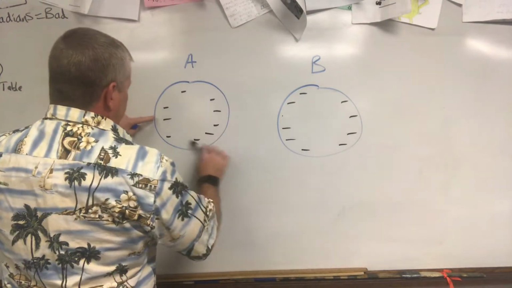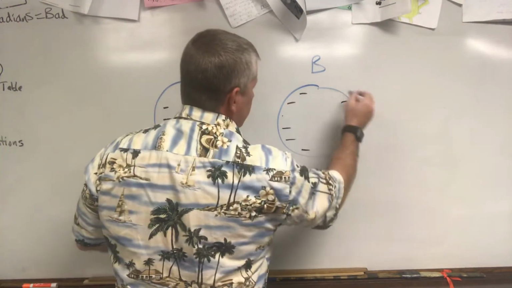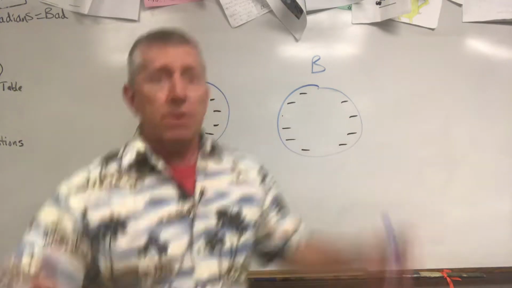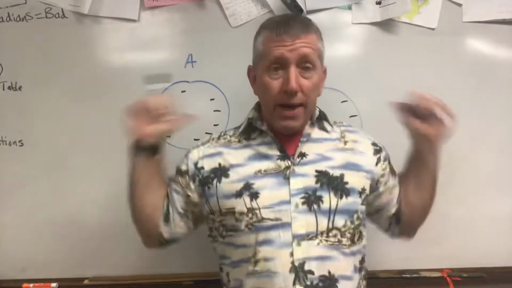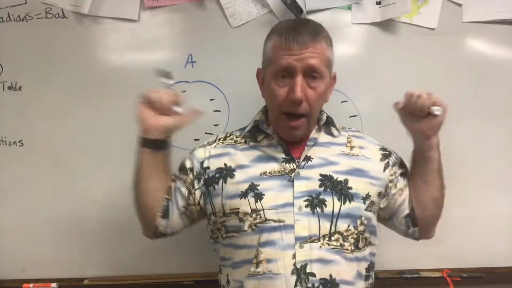1, 2, 3, 4, 5, 6, 7, 8, 9. Okay, we have balance. Nature is happy. We're going to end up with equal amounts of charge on both of these bad layers.